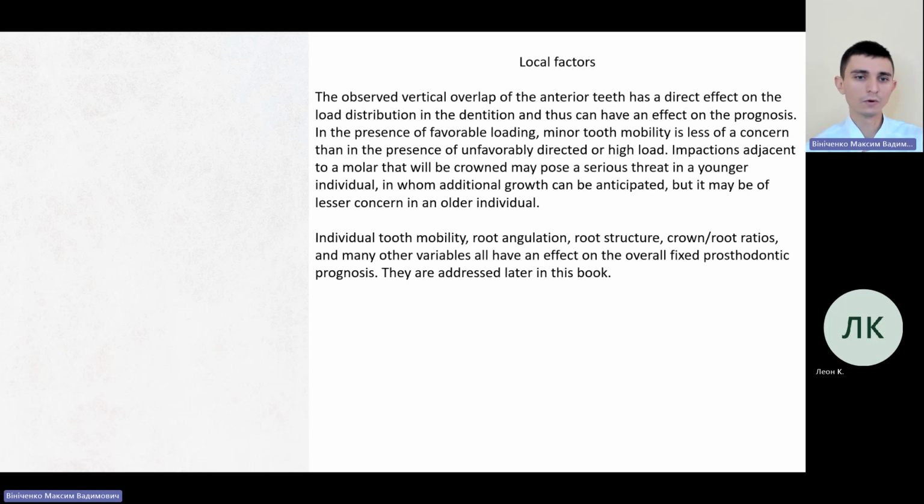Impactions adjacent to a molar that will be crowned may pose a serious threat to a younger individual, in whom additional growth can be anticipated, but it may be of lesser concern in an older individual. Individual tooth mobility, root angulation, root structure, crown-root ratios, and many other variables all have an effect on the overall fixed prosthodontic prognosis. They are addressed later in this presentation.